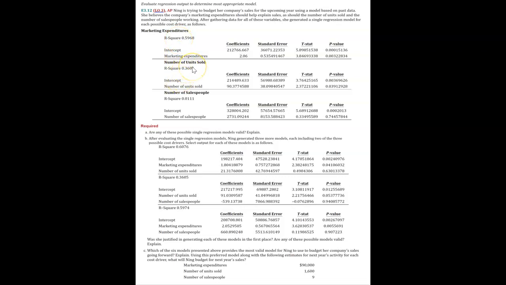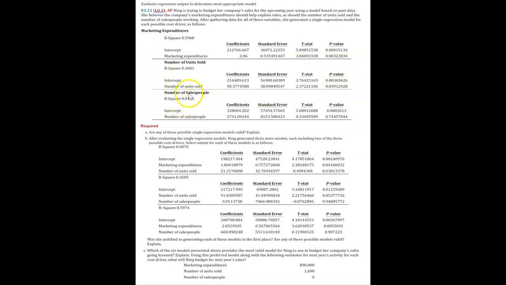Now for the number of units sold, you can see our R square goes down quite a bit, almost half, to 0.3601. It's interesting, the big change in the variable cost. But the p-value is still low, 0.039. It's not as strong as the marketing expenditures, but it's still below 0.05. So that's pretty good.